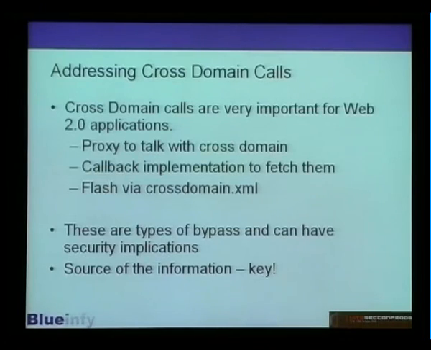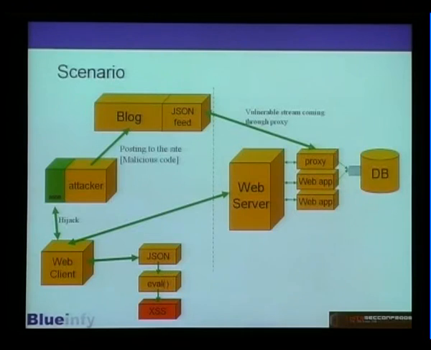Then there is something called callback implementation, which is if your APIs are supporting that, then you can wrap around your callback function and make sure that when the stream comes back, you process it in that particular function. And then if you are using a Flash application, then you have a cross-domain XML where you can code it up and say that if my application is trying to call these three domains, just count them as trusted and let the traffic go. So this is how your cross-domain calls are going to get bypassed.